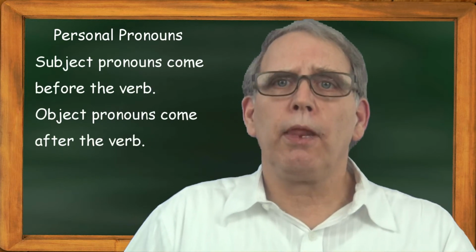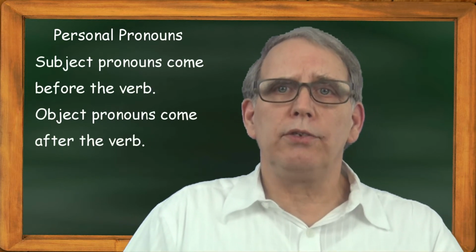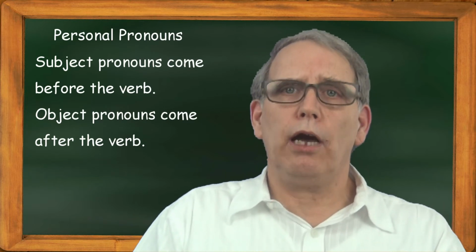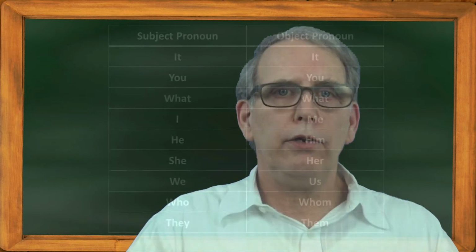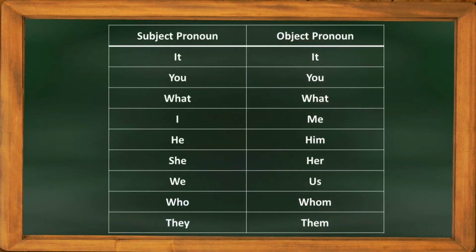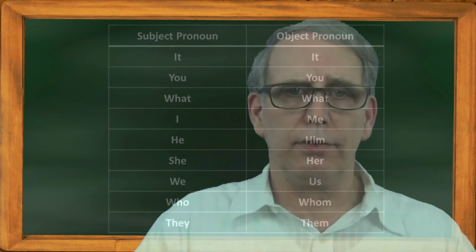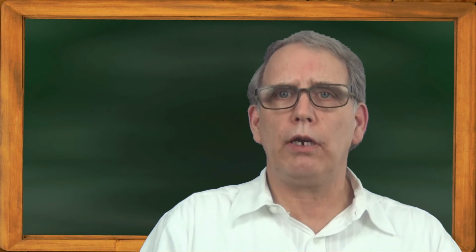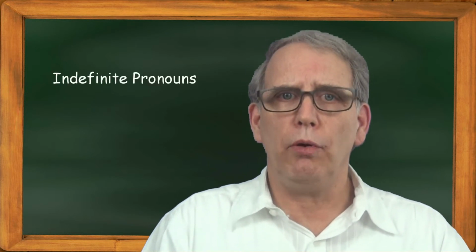Also remember that subject pronouns come before the verb. Object pronouns come after the verb. Here's a table of both the subject and object pronouns. As you can see, some subject pronouns are identical to certain object pronouns. Okay, that's it for personal pronouns. So let's move on now to indefinite pronouns.